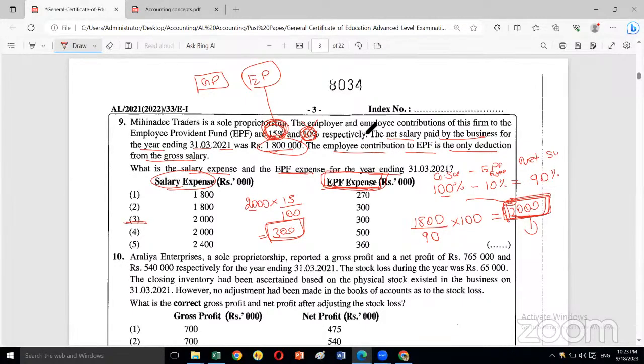So like this only, we have to calculate. Salary expense means they are talking about the gross salary. EPF expense means they are talking about the EPF employer contribution, because this 10% is not an expense for the business. We are taking this 10% from the employee's salary, and it is included in the gross salary. So if they use the words EPF expense, they are talking about the EPF employer's contribution. Fine, now we'll do the balance of the questions.